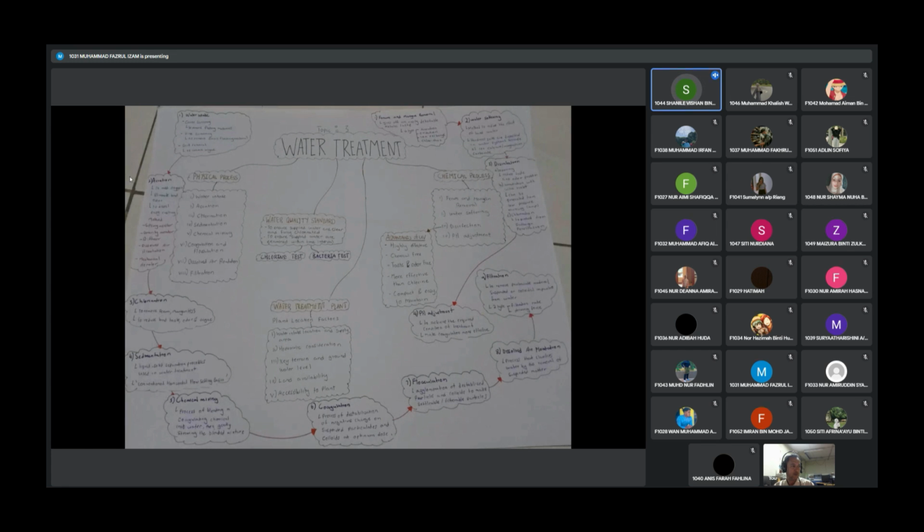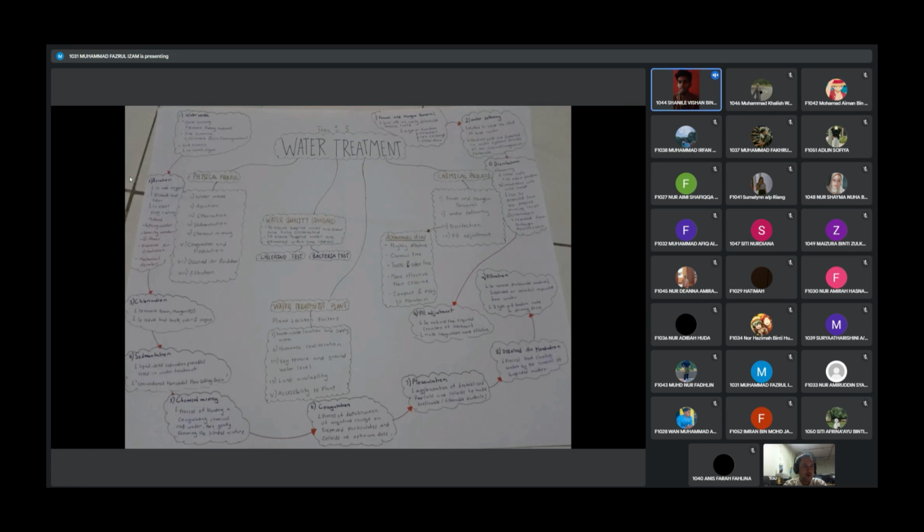This water treatment has two processes. Firstly is the physical process and chemical process. The physical process has 8 processes, which are water intake, aeration, chlorination, sedimentation, chemical mixing, coagulation, dissolved air flotation, and filtration. In chemical, I forgot what was mentioned earlier.